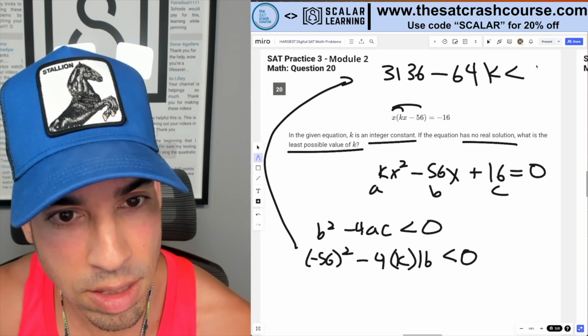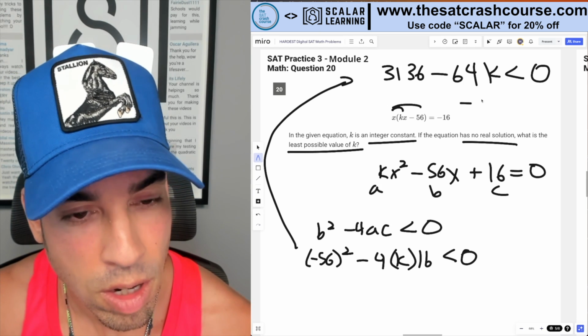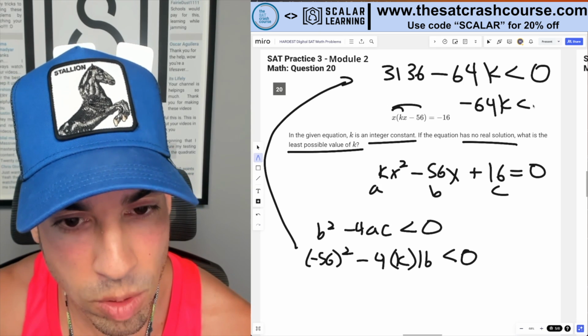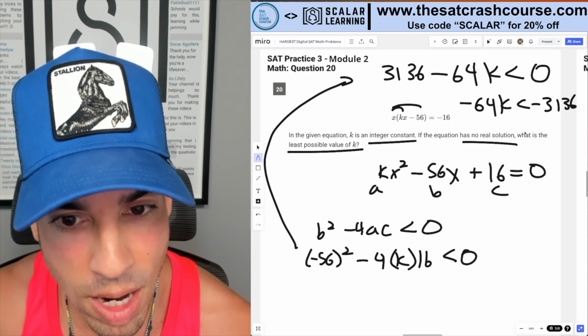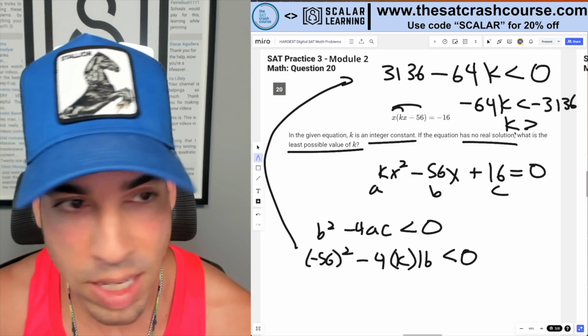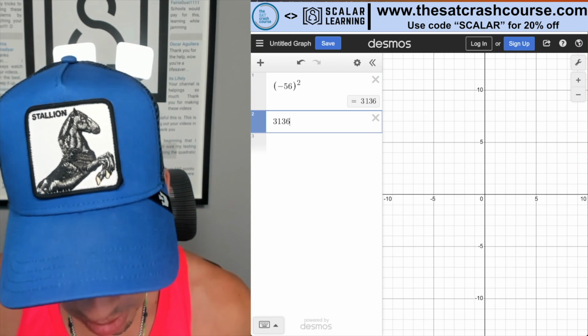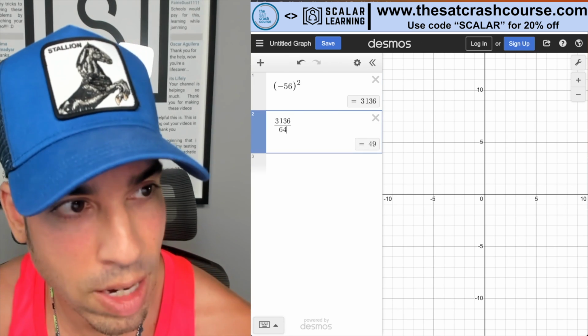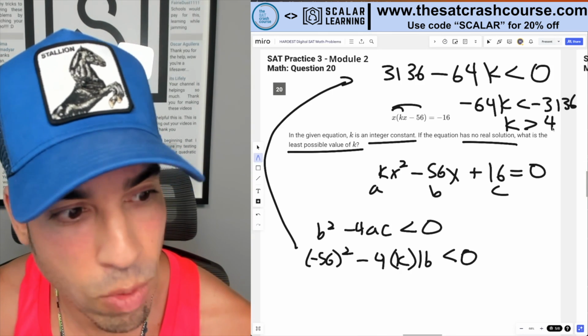k is less than 0. I'm going to minus 3136 from both sides, negative 3136. Then we're going to divide by negative 64, which means we're going to flip that inequality, and I'm going to calculate that in Desmos. 3136 divided by 64 is 49. So k is greater than positive 49.